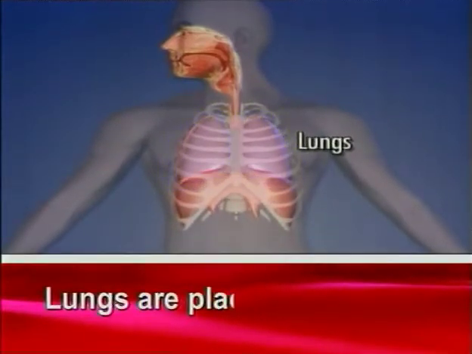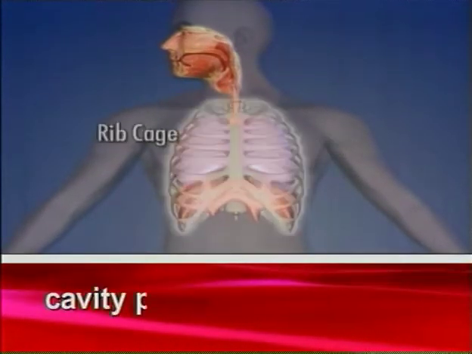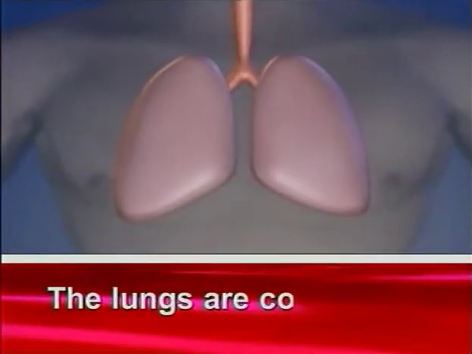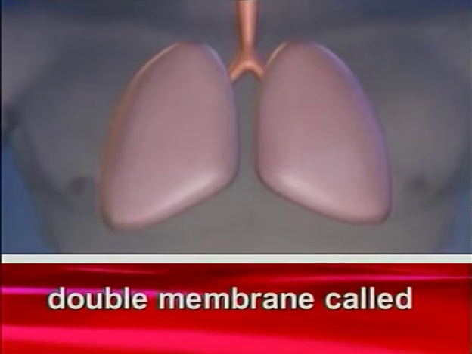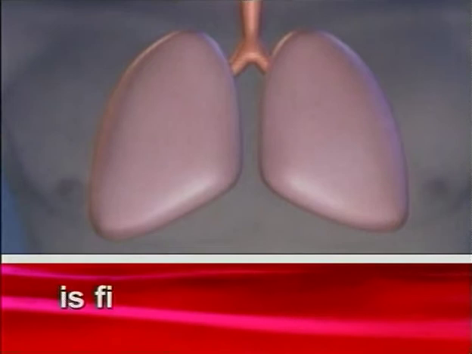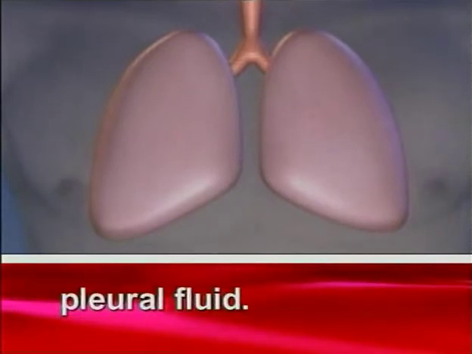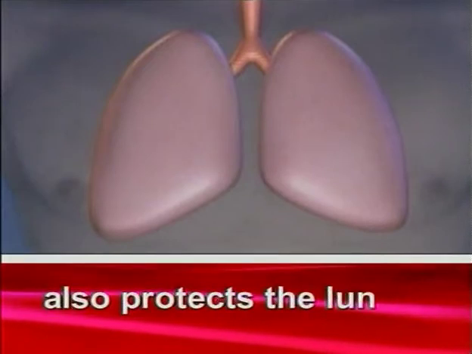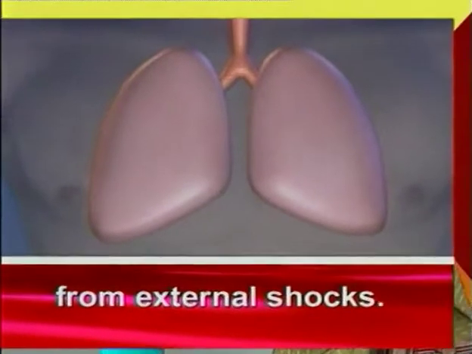The lungs are placed in the thoracic cavity, protected inside a rib cage. The lungs are covered by a double membrane called pleura. This double membrane is filled with a fluid called pleural fluid, which acts as a shock absorber and also protects the lungs from external shocks. And now, let us have a look at the passage of air into our lungs.